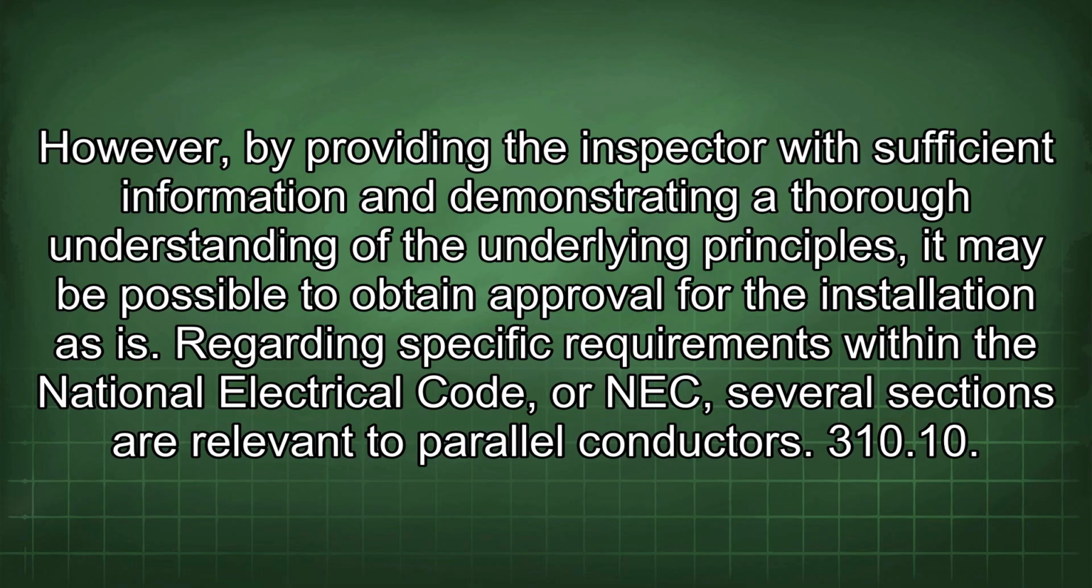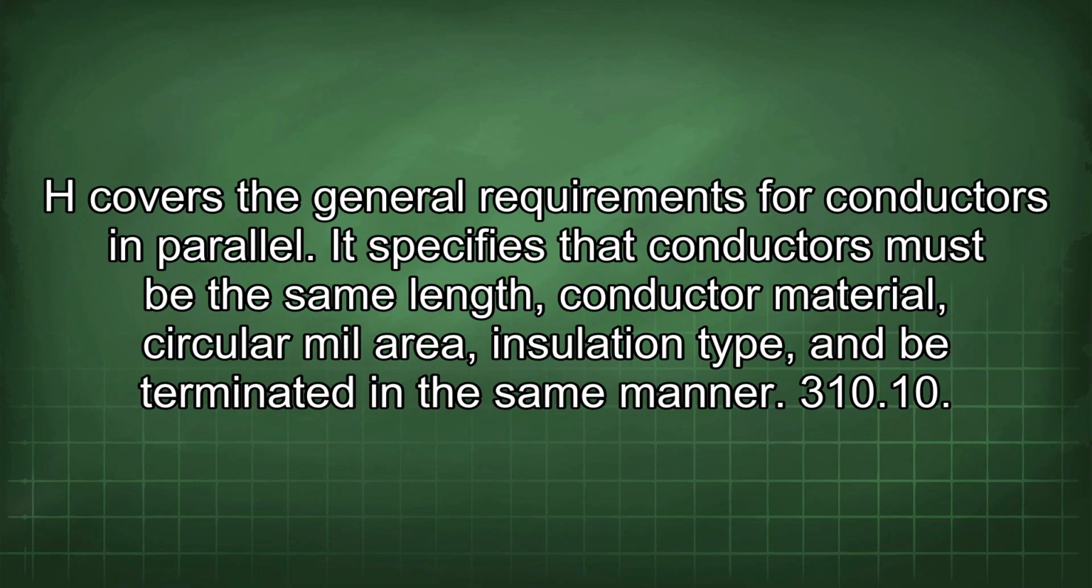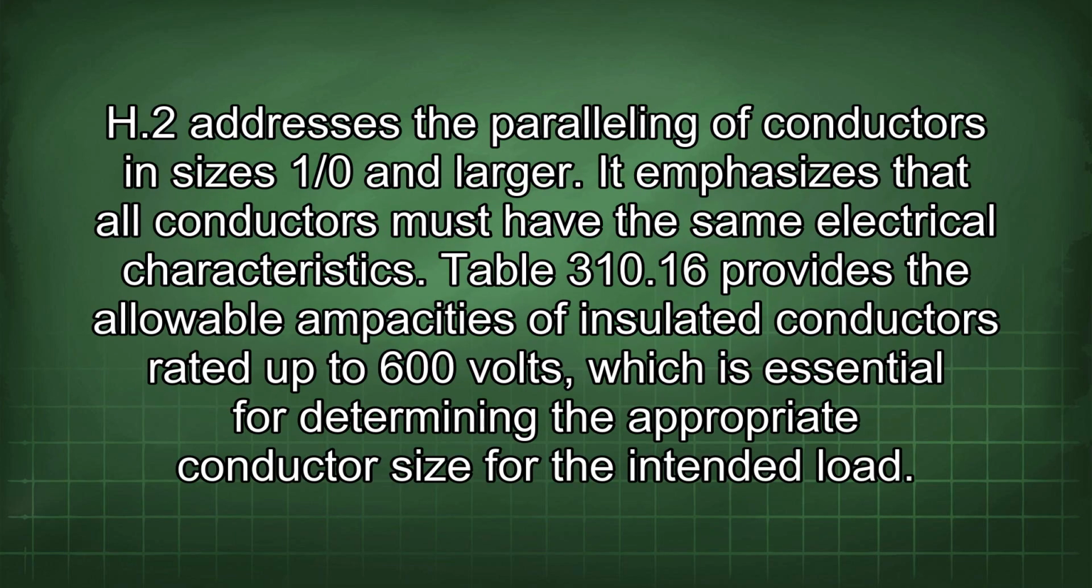Regarding specific requirements within the National Electrical Code, or NEC, several sections are relevant to parallel conductors. 310.10(H) covers the general requirements for conductors in parallel. It specifies that conductors must be the same length, conductor material, circular mil area, insulation type, and be terminated in the same manner. 310.10(H)(2) addresses the paralleling of conductors in sizes 1/0 and larger.